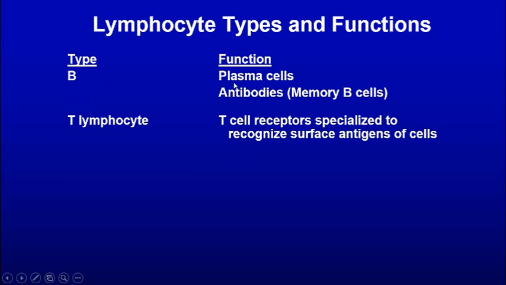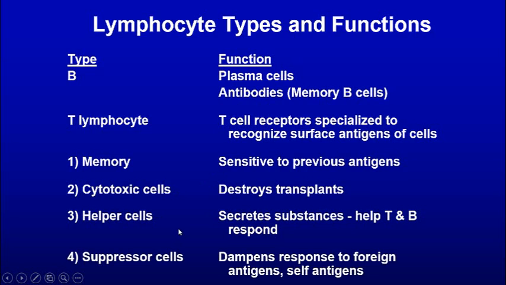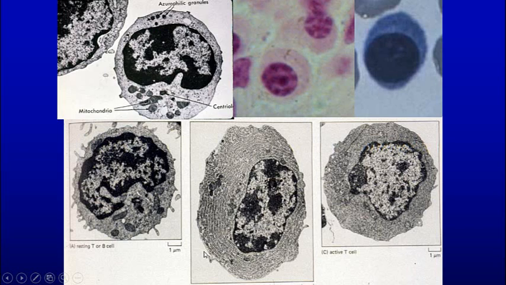B cells, you get plasma cells, antibodies, memory cells, T cells. T cells recognize specific antigen, recognize the surface on the cell. Memory, cytotoxic, helper cells, as I mentioned to you before, and suppressor cells dampen the response. Don't kill the patient because you are mounting an immune response, is kind of what it is.